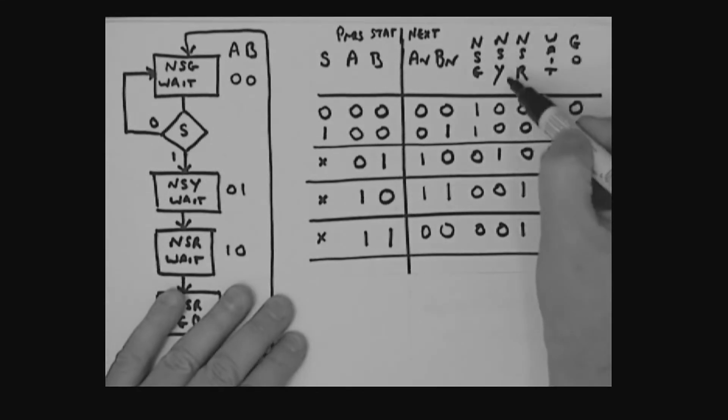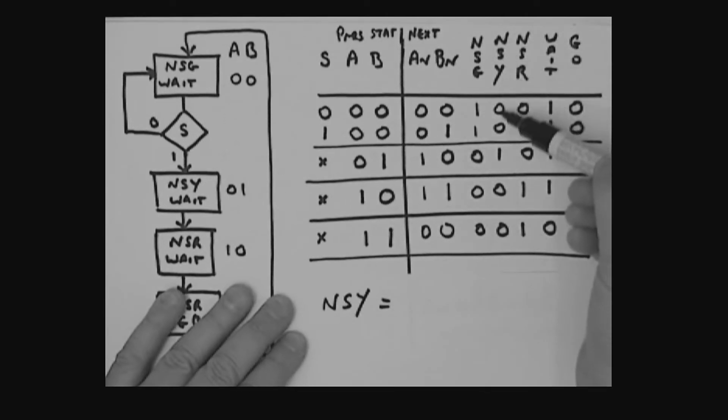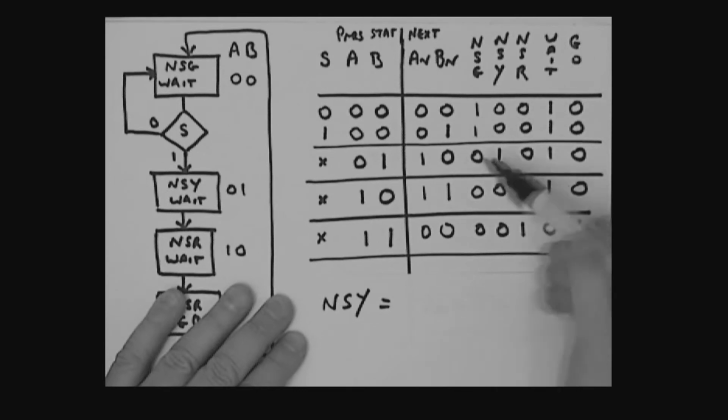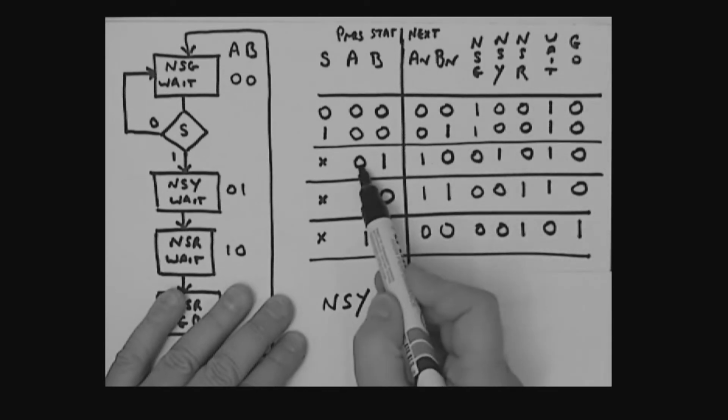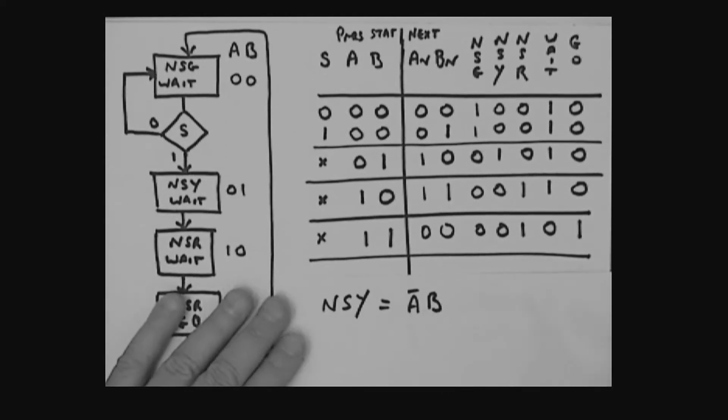Okay, let's do north-south yellow. North-south yellow is what? Oh, this is a relatively easy one. There's only one product term there, isn't there? Which is what? There it is. It's A bar B. A bar B. North-south yellow.